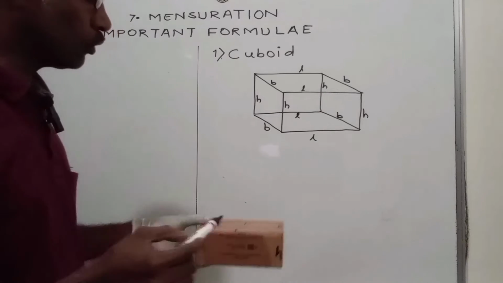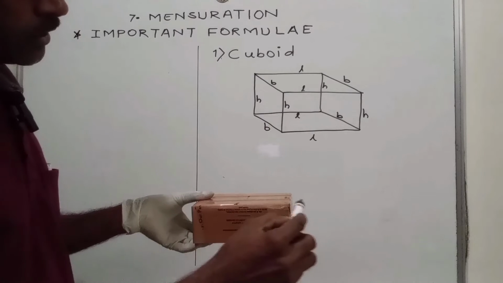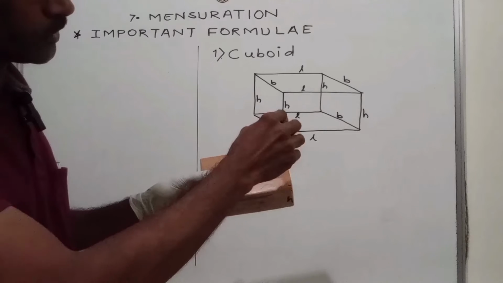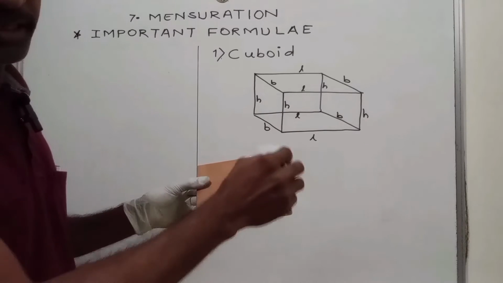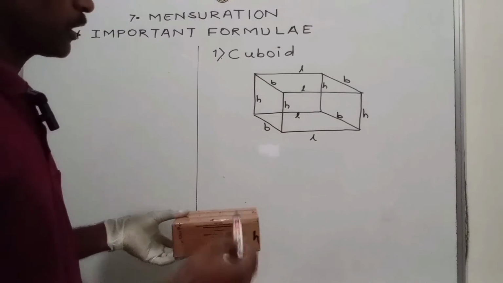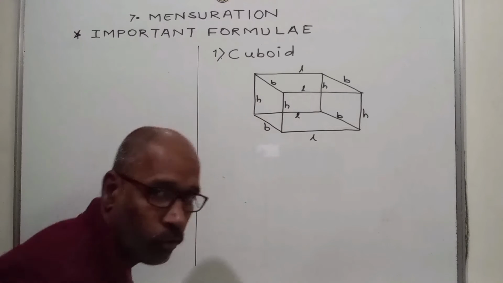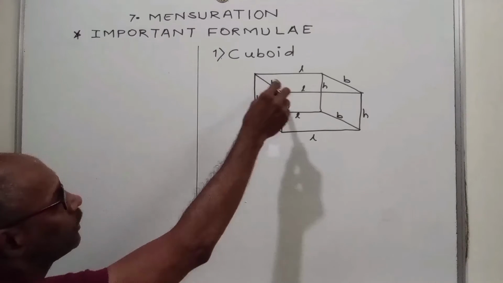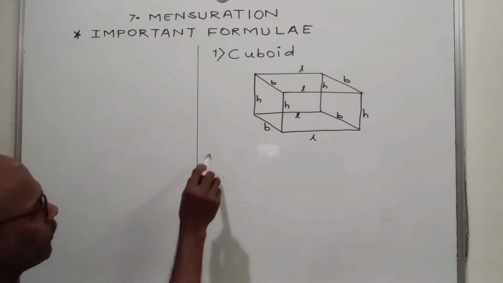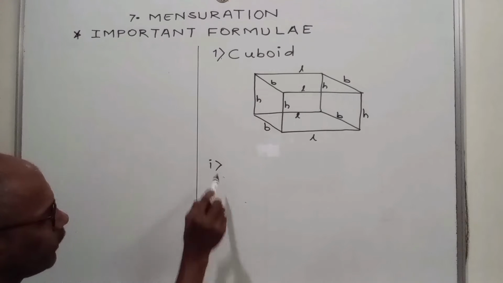Okay, now this is length. Therefore we see here, this is length, this is height, and this is breadth. Now, with the help of this, we will write different formulae of this cuboid. Now, first one, see here, first formula.